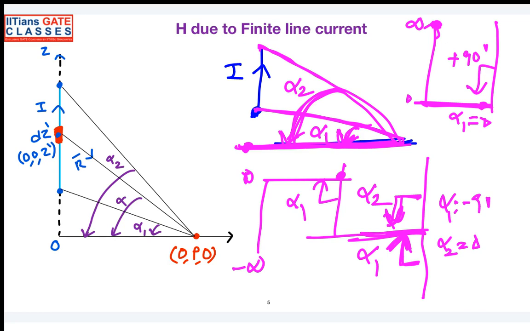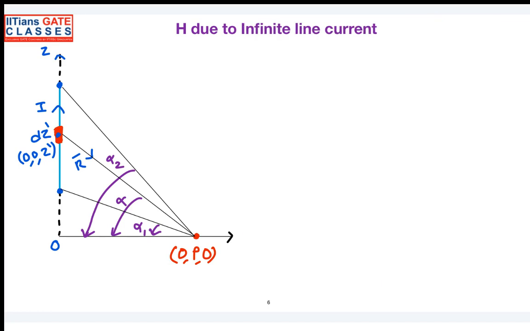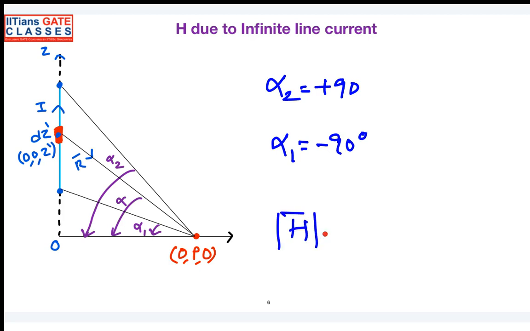Agree? Yeah. We'll see the problems also. You need not worry, then you will get an idea. Okay, we'll go ahead. This concept I have already discussed, so I am going to skip that. So when it is an infinite element, your alpha 2 is plus 90 and alpha 1 is minus 90. So you are going to get the magnetic field the same as that, I by 2 pi.